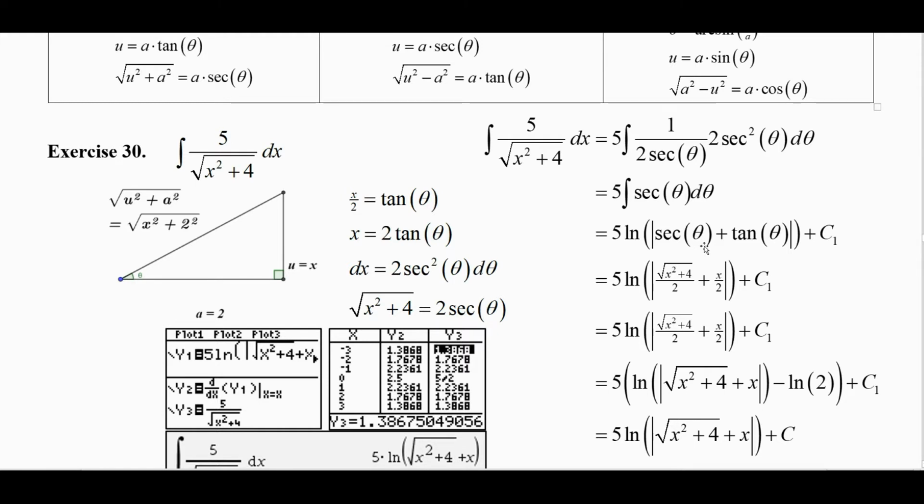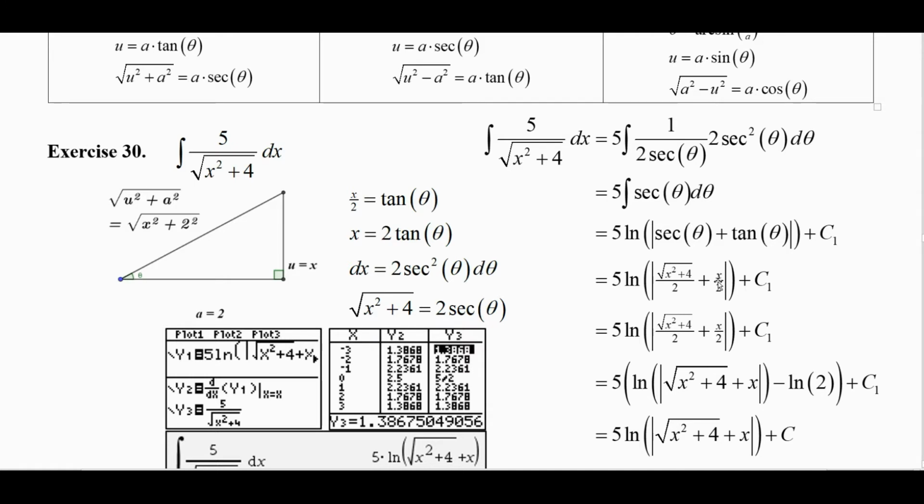So now we have to substitute back. Well, again, the triangle is the key to substituting back. Just looking at the picture here, the secant of theta is going to be hypotenuse over adjacent, so it's the square root of x squared plus 4 over the 2. So that's where the secant of theta goes. The tangent of theta is opposite over adjacent, so that's x over 2.